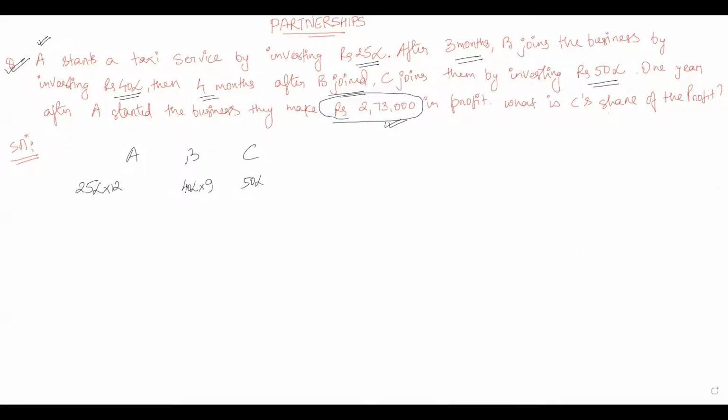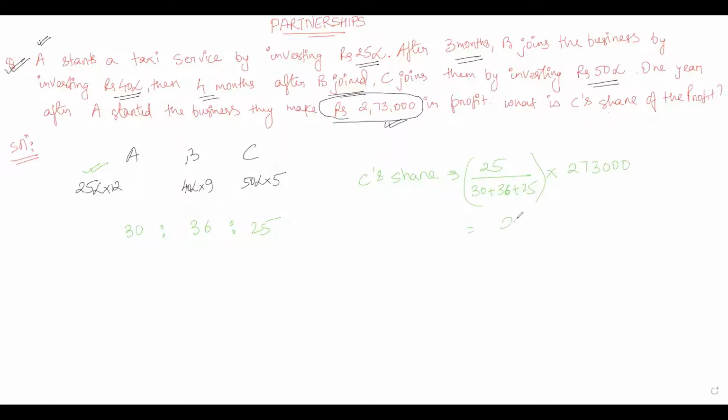And C joined 4 months after B joined. So we can say that C had joined after 7 months. So that means C was in the business for 12 minus 7, that is 5 months. So we need to multiply 5 here. So now if you simplify this, this ratio comes to be 30:36:25. So C's share of profit would be simply 25 parts upon the total parts, which would be 30 plus 36 plus 25, of the total profit, which is 2,73,000.